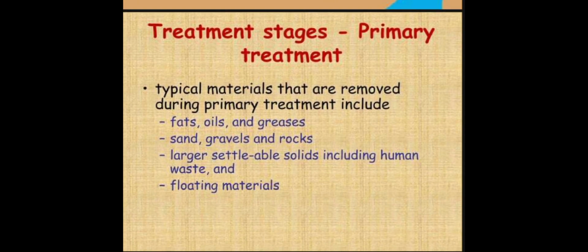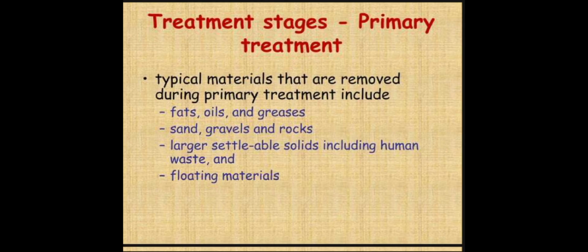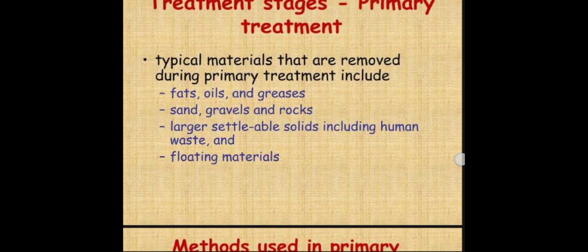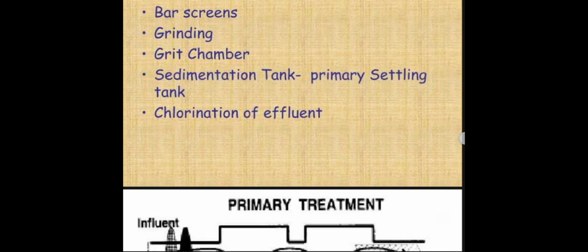Okay, see treatment stages in primary treatment. In this treatment process, it will remove fats, oils, grease, sand, gravel, and rocks. And large settleable solids, including human waste also, and floating materials like plastic, covers, tree waste, vegetation, plants, and so on, will be removed in primary treatment process.